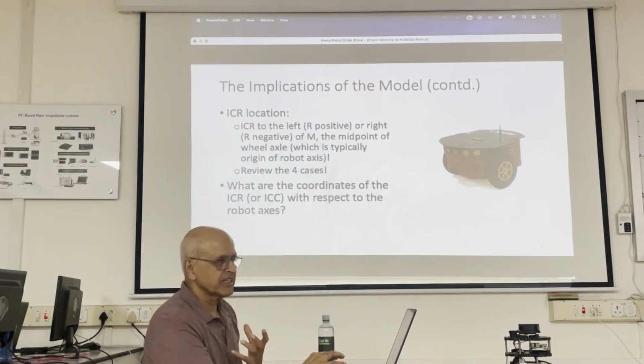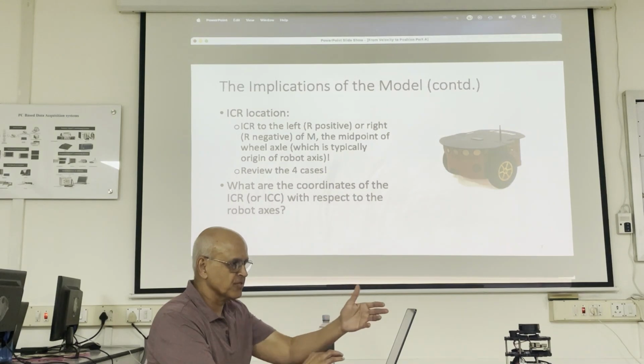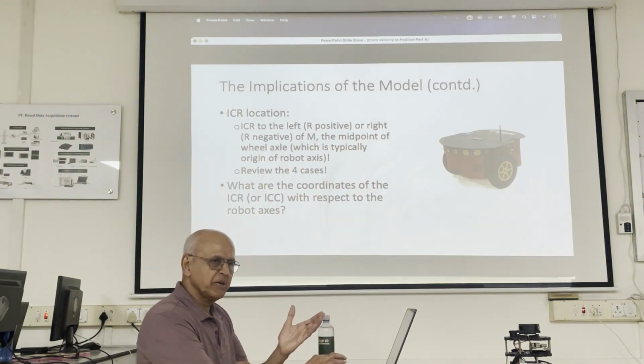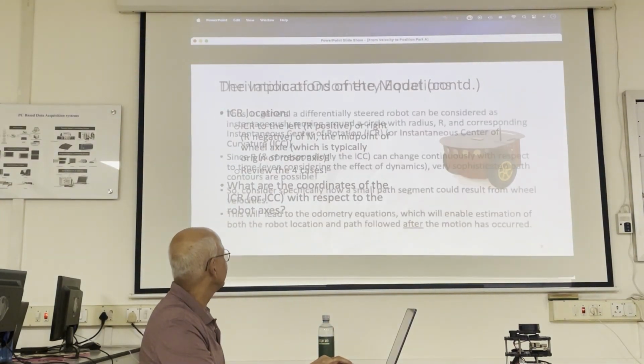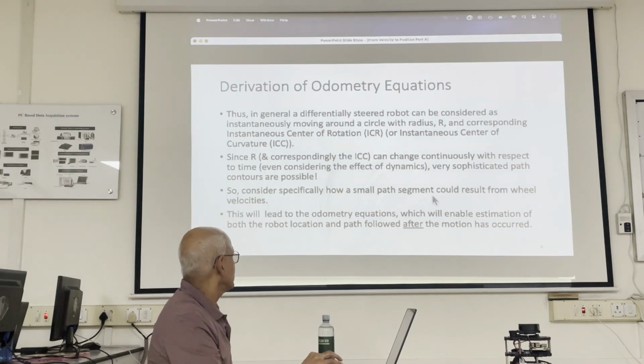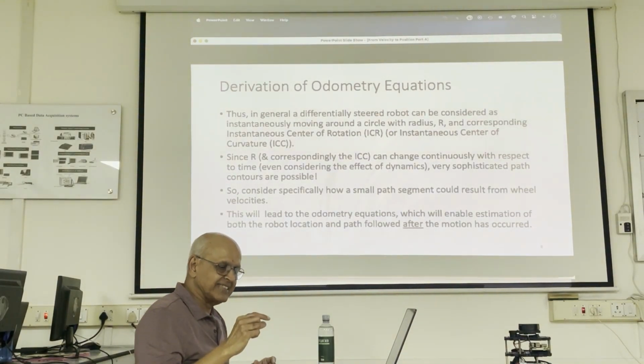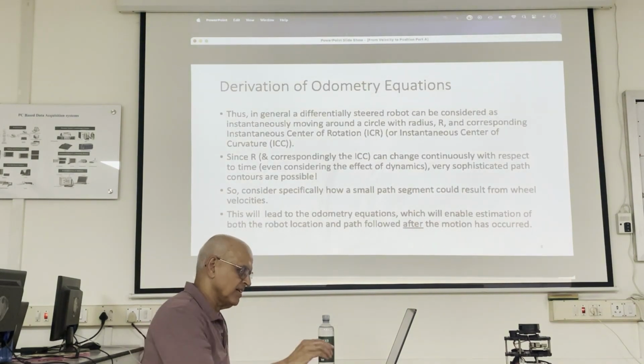I don't know, maybe I should change my style, because I talk and then I find that the next few slides are actually what I've talked about. So maybe I should advance the slides and then talk. So basically I've said this also, that complicated paths can be threaded together by little tiny segments of circles.